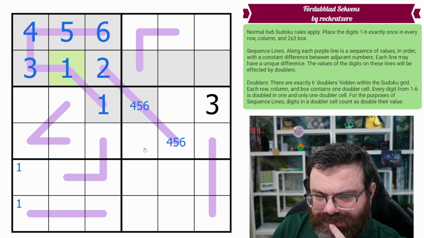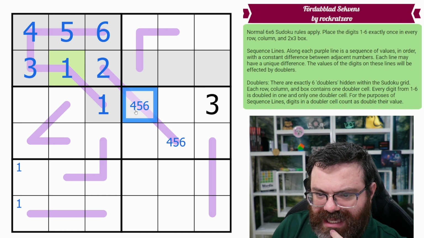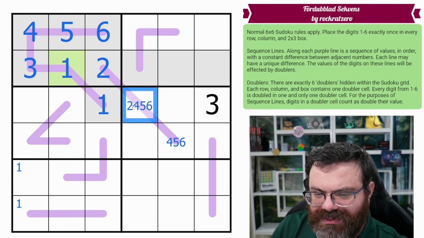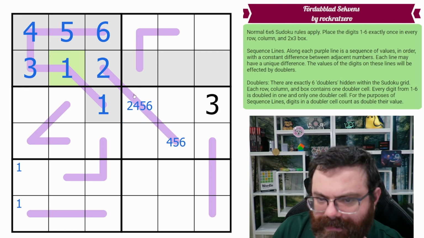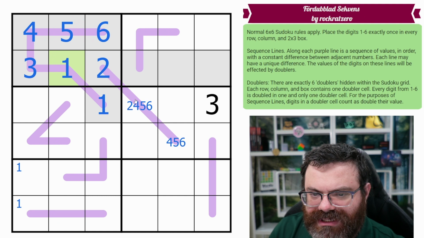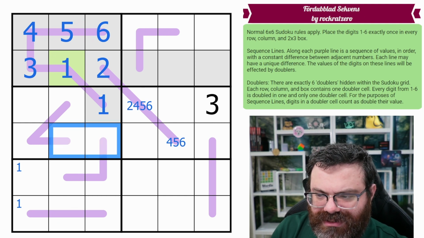Okay. Because it can't be 3. Can it be a double 2? Wait, it could be a double 2. If I double this as a 2, that's 2, 4, and then this can be a 6. Okay, so this can be doubled. Never mind. Yeah, it's really easy to make mistakes with doublers. There's a 3 down here.